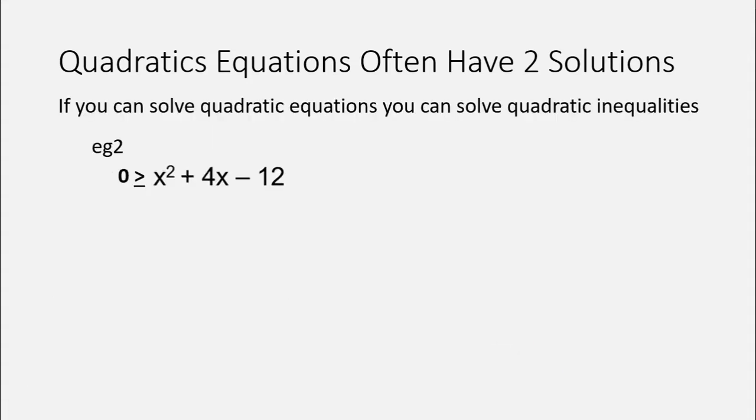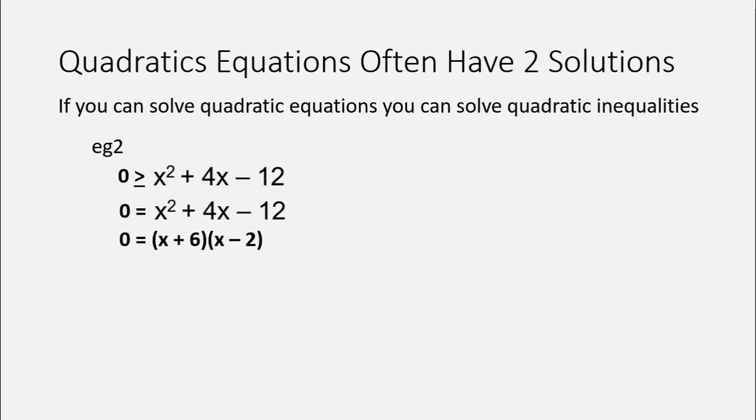Now this quadratic is not yet factorized, so we're going to have some work to do, but it is set up in the right format. It's less than or equal to 0, but we're going to solve it just like a normal quadratic equation, so I'm going to set it equal to 0. Now to solve this quadratic, I could use a variety of different methods, but I think that factorizing will be the easiest if I can think of two numbers that multiply to make -12 and add to make +4. And I'm thinking 6 and -2.